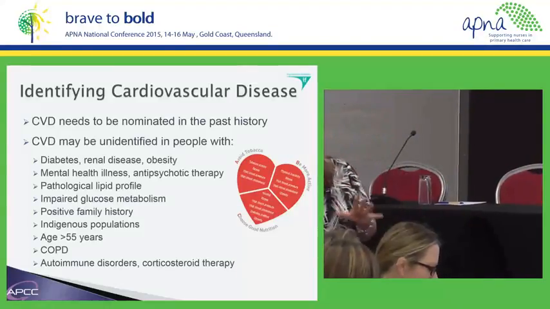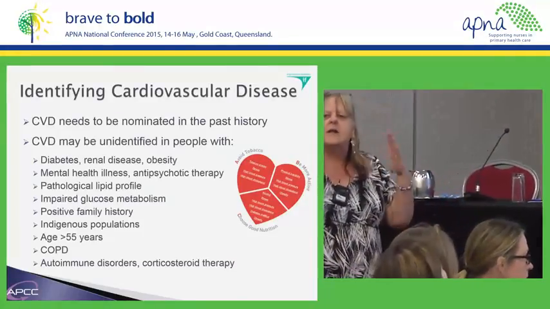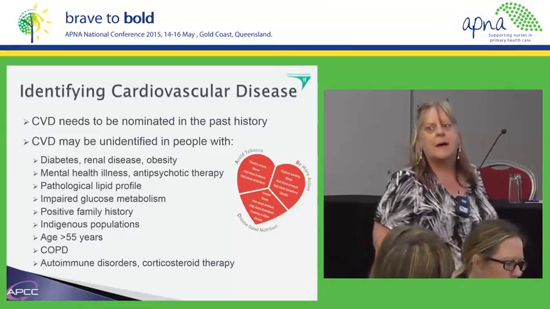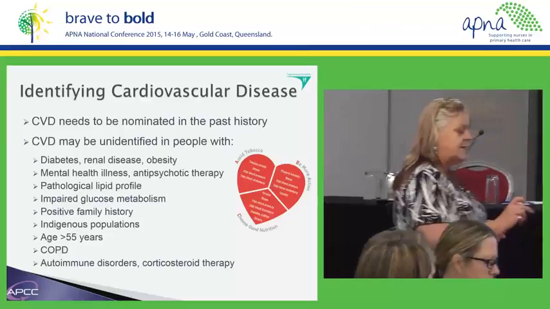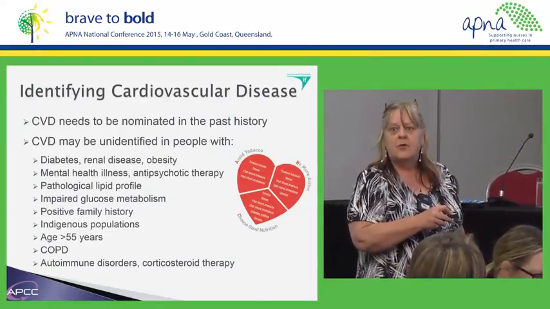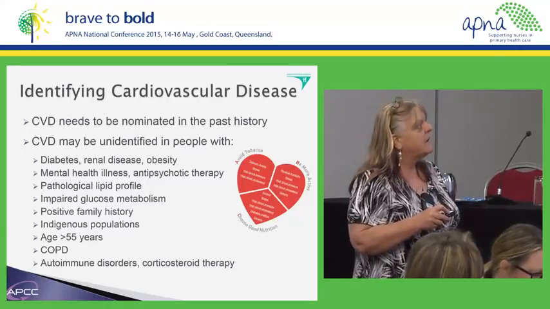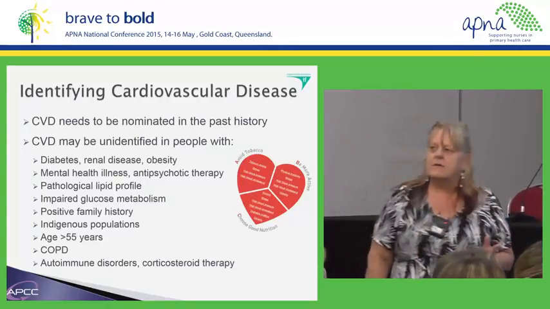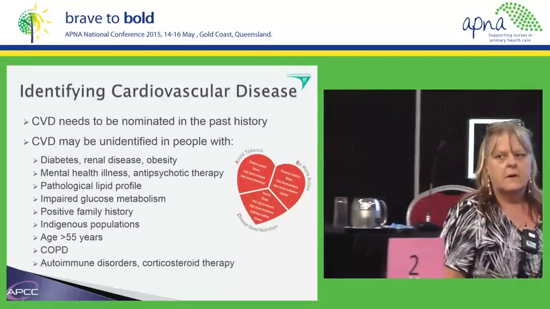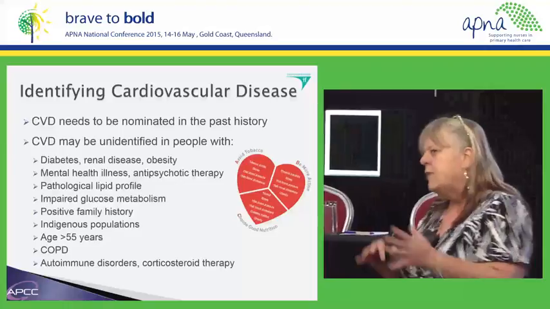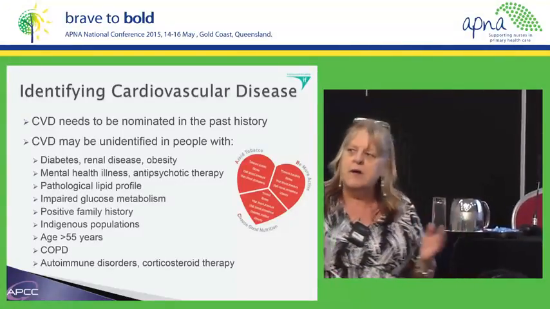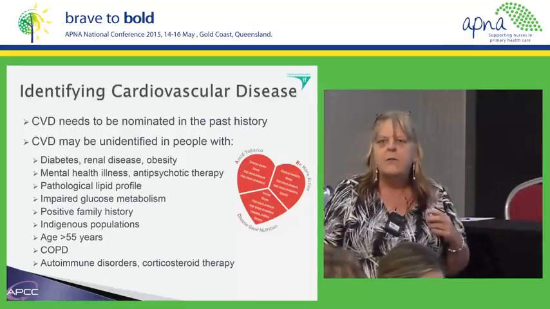The groups of people that are often the ones that we've identified illnesses, but not yet have we actually put in the past history their cardiovascular disease. So these are people with diabetes, renal disease, obesity, mental health illness. And I'm going to say that again, mental health illness. We kind of label and stigma and put this person in this other bucket over here. Mental health illness, it's a comorbidity.